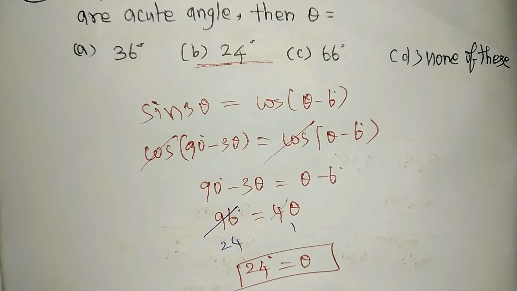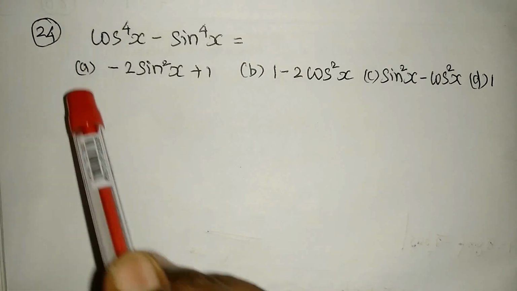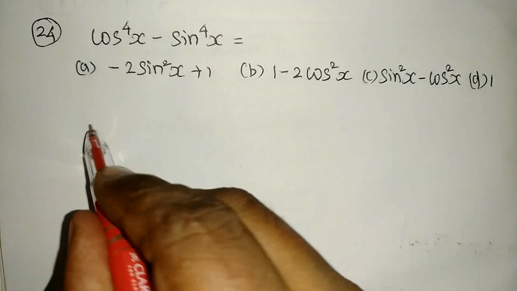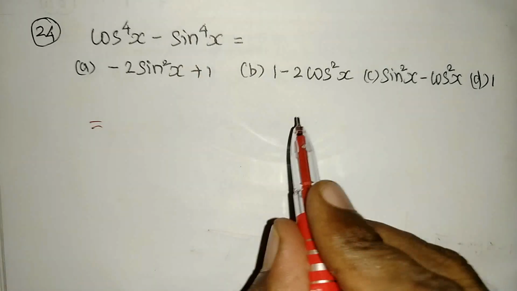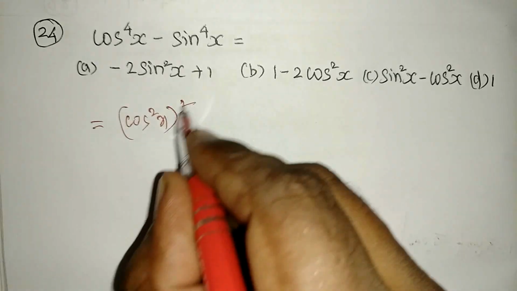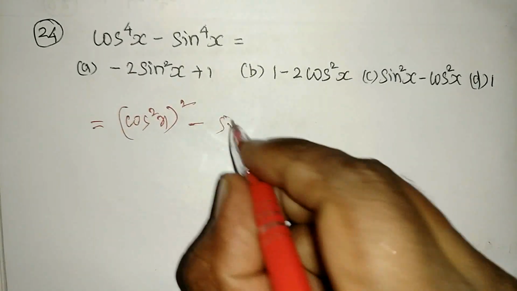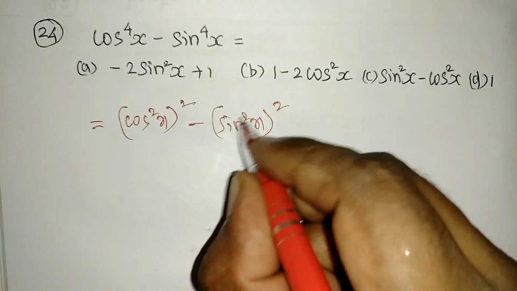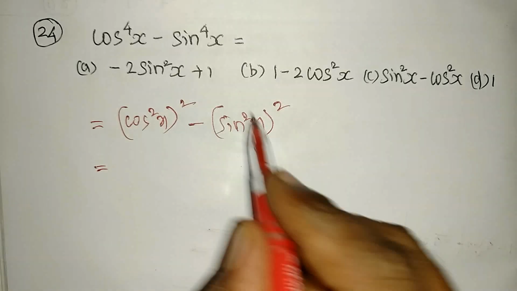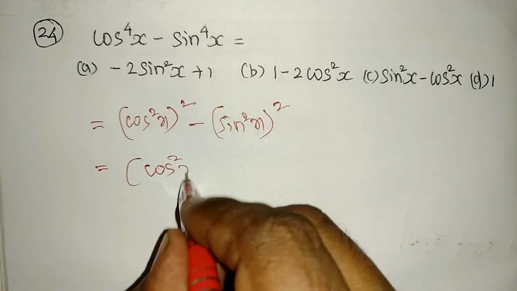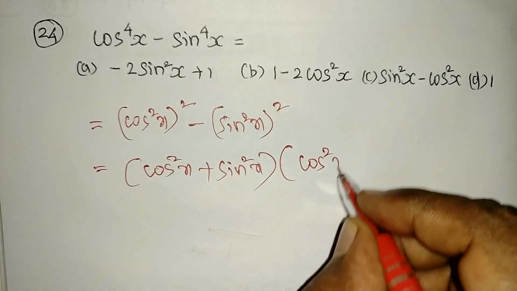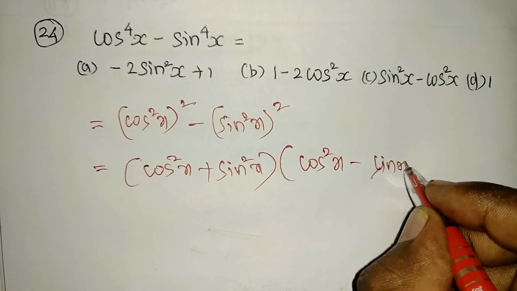Right, we'll go for the next question, number 24. Cos power 4x minus sin power 4x, which is equal to what? See, we have only sin and cos, no problem. So first you can write what we know: 2 twos are 4, you will get the same. So this also I'm writing, 2 twos are 4. Now see, this is in the form of A square minus B square. So I'm going to write this as A plus B into A minus B. This is A plus B and A minus B. Like that I'm writing.